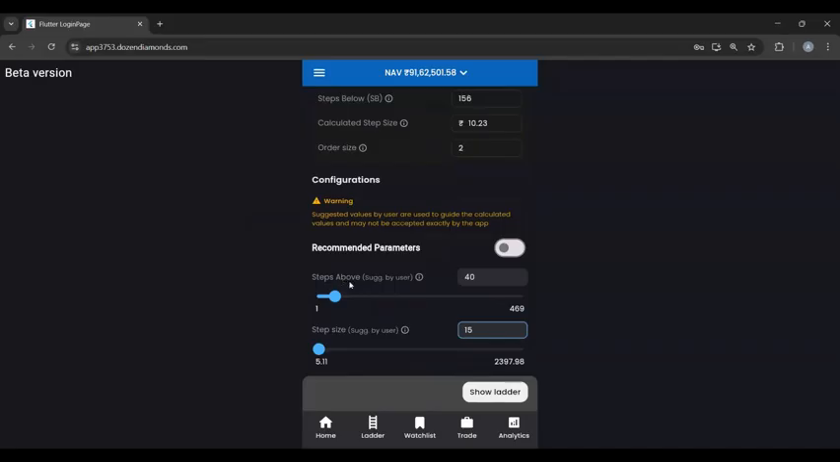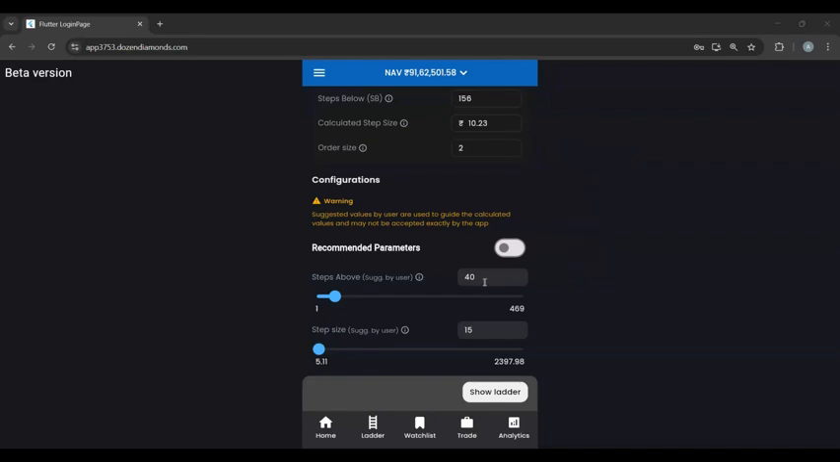Correct? Now next is steps above. As you can recall, we started trading Tech Mahindra at 1600 and my target price was, let's suppose, 3200. So at how many steps am I going to reach my target price? My step size is 10.3, right? So at how many steps of 10.3 am I going to reach my target price? This means my steps above.